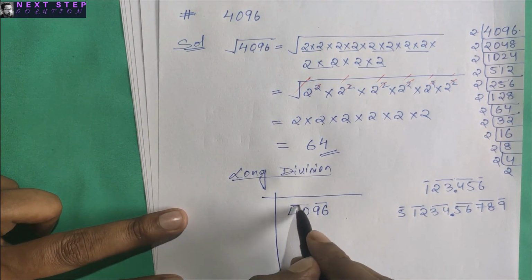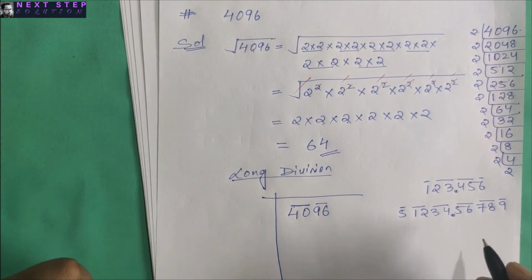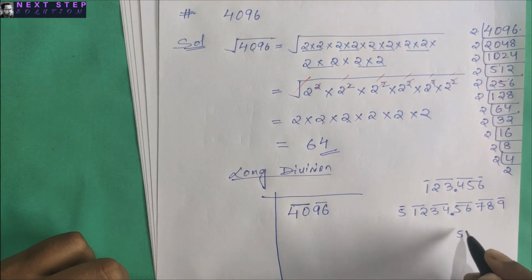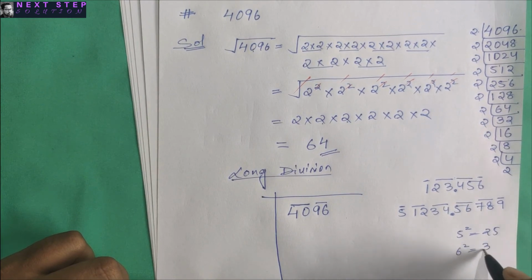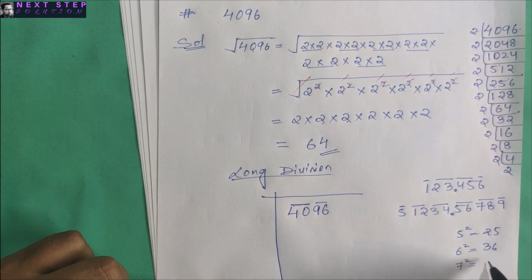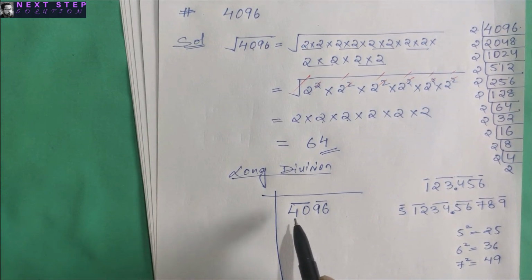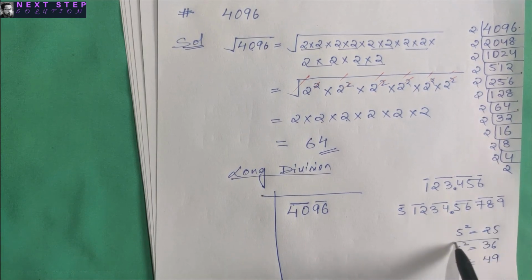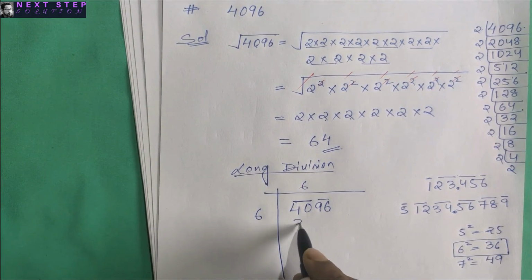The first thing is, the first pair is 40. So find a perfect square near 40. Suppose we have 5. 5 square is 25, 6 square is 36 and 7 square is 49. Can we take 49 in 40? No, it is not possible. We have to take exactly this or less than this. We cannot take more than this. So we cannot take 49. We will be taking 6 square, which is 36. So 6 6s are 36.